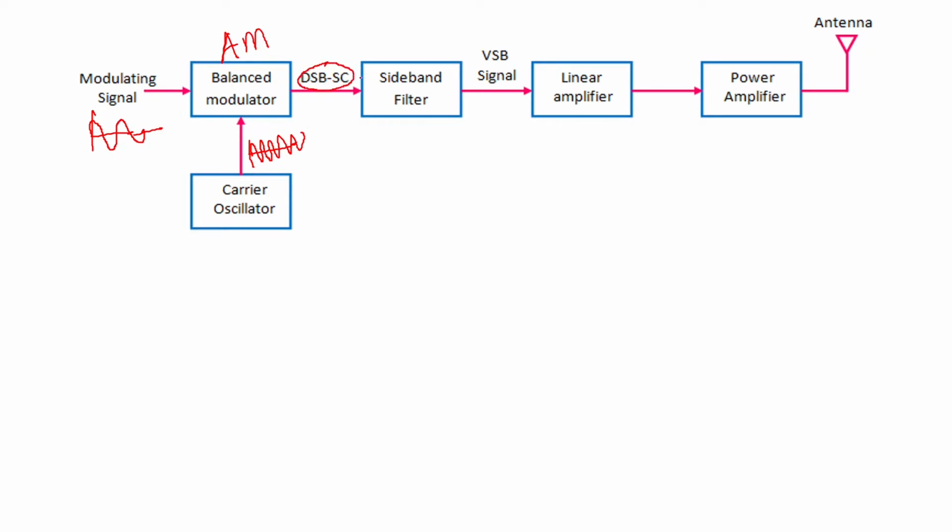From that double sideband, say this is your double sideband spectrum where you have the upper sideband and lower sideband. From this, if we transmit only the upper sideband and a part of the lower sideband, then it will be called a vestigial sideband. So this is the upper sideband and a part of the lower sideband. This will be called a vestigial sideband (VSB) signal, and that will be amplified linearly and power amplified, and then sent to the transmitting antenna.